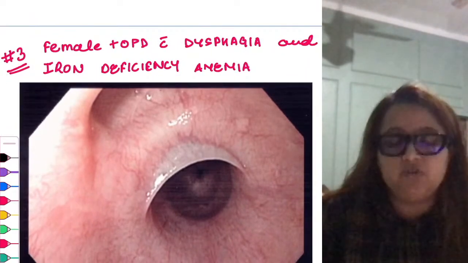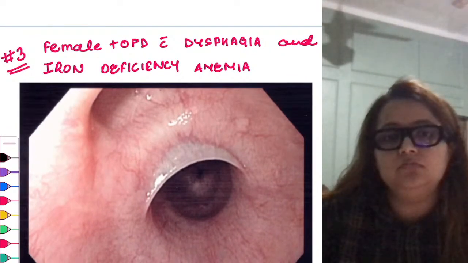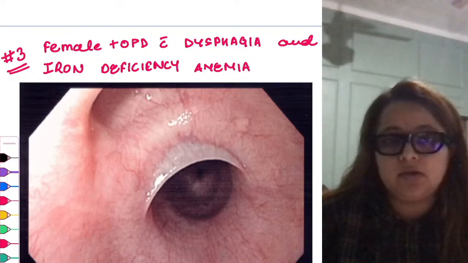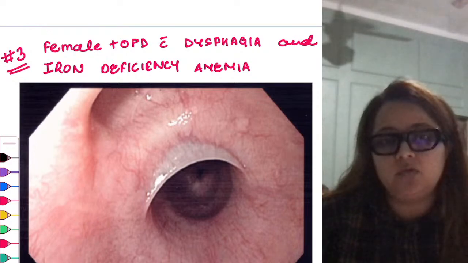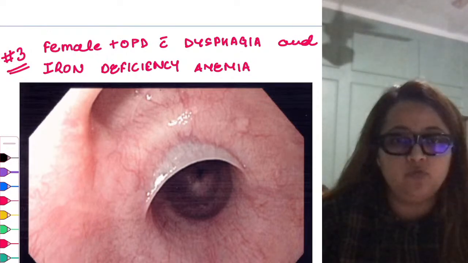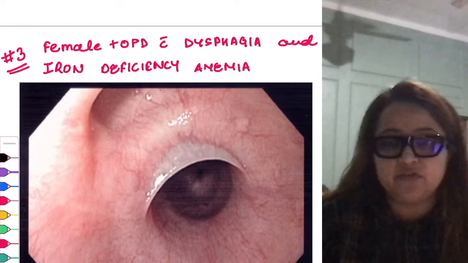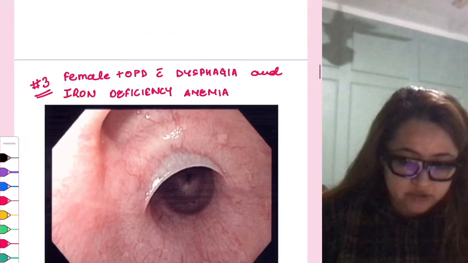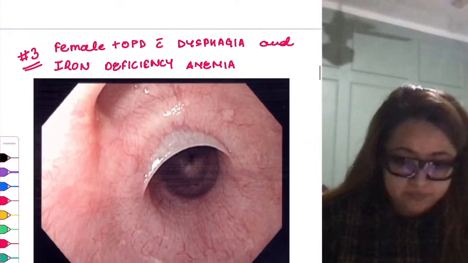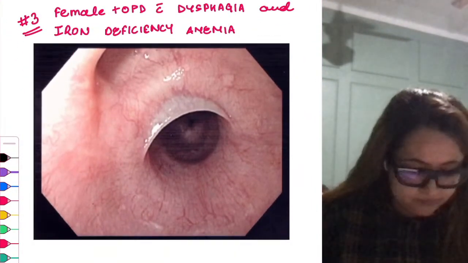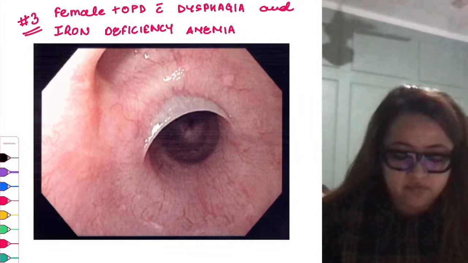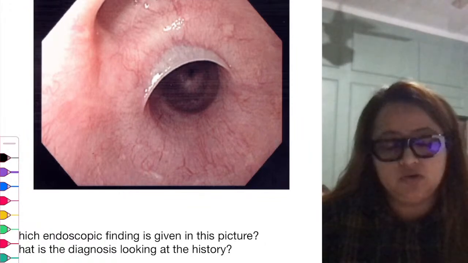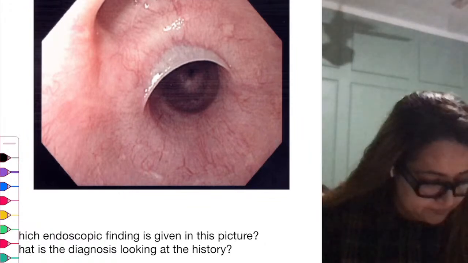Supposing a female comes to you with complaints of dysphagia. When you examine her, you see pallor and koilonychia, then you go for iron studies and you find that there is iron deficiency anemia. So what do you think? What is this condition we are talking about? This is the endoscopic picture. Number one, which endoscopic finding is given in this picture? Number two, what is the diagnosis? Looking at the history, which diagnosis will you make?